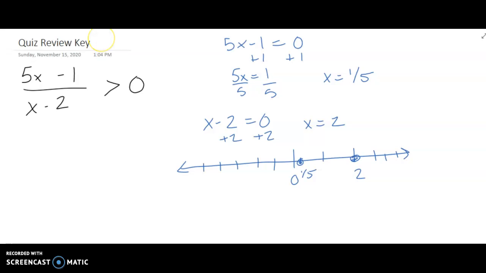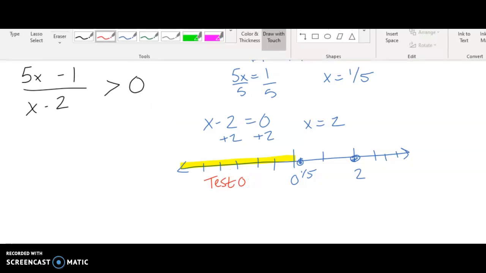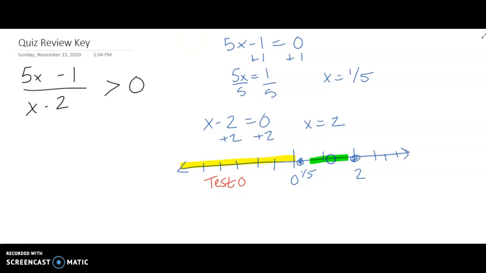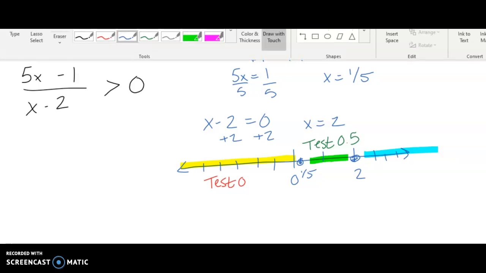So looking here, I need a section here. I'm just going to highlight it for us. So something along this section, something that's less than 1/5. So I'm going to test here for this one, 0. Then I need something in that middle section, which I'm going to highlight in green. So between 1/5 and 2. So I'm going to test 0.5 here. And then finally, I need to test bigger than 2. So all 3 of my different intervals. So greater than 2, we're going to just pick 3 here.